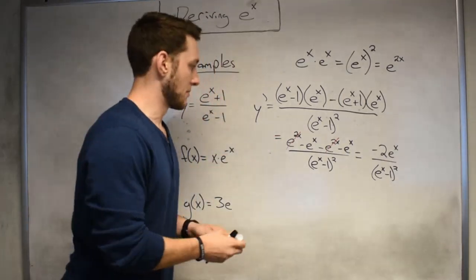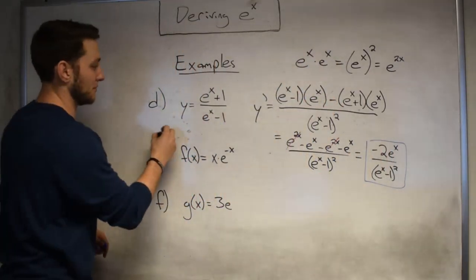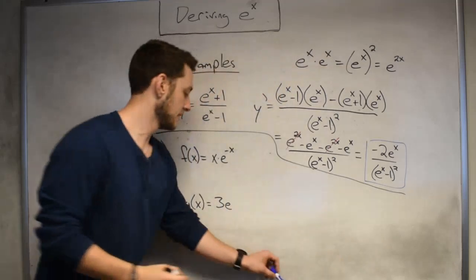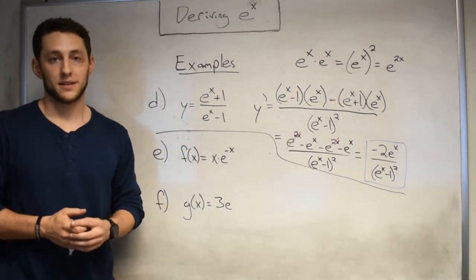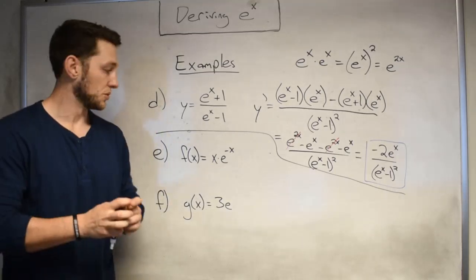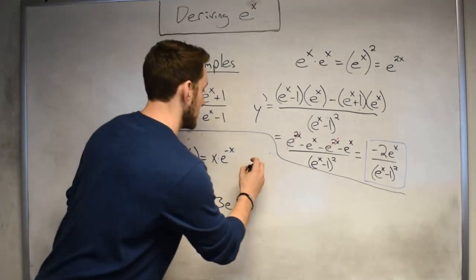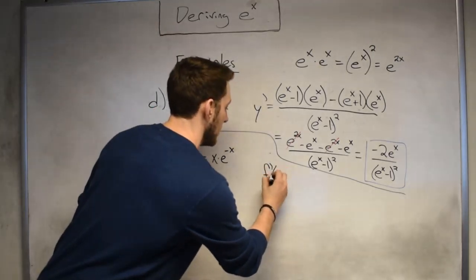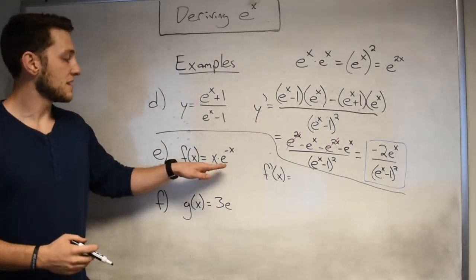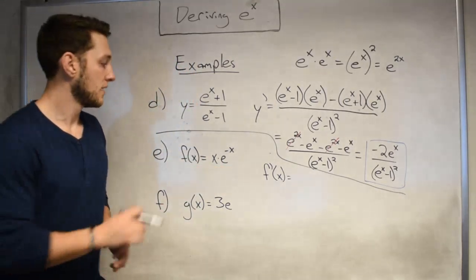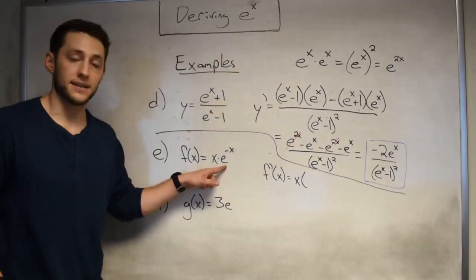Now let's go into the other problems, if I'm leaving myself enough room. F of x is equal to x times e to the negative x. Yet again, think big picture rule. Something times something means product rule. So when I derive, I follow the product rule pattern: first d second plus second d first. First is x times d second.